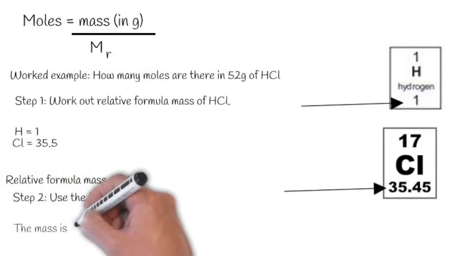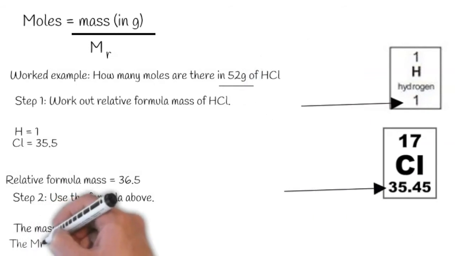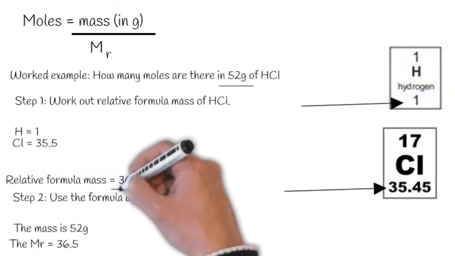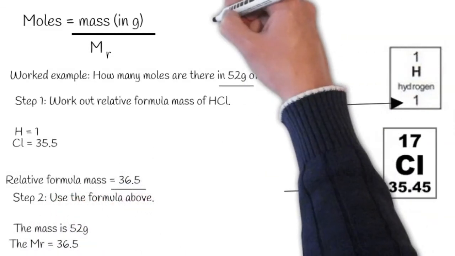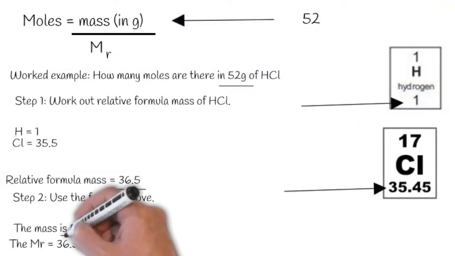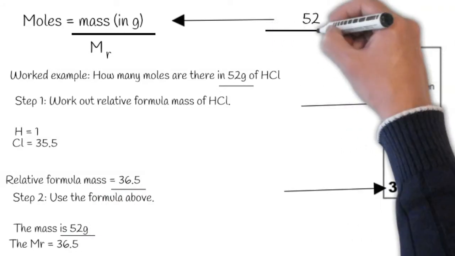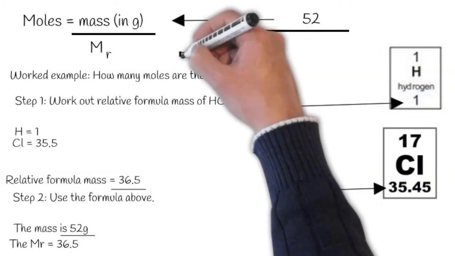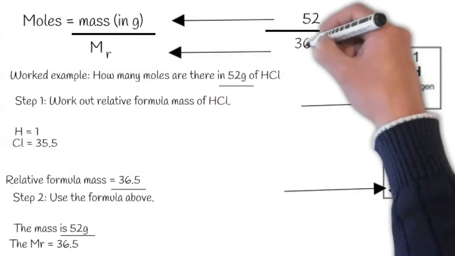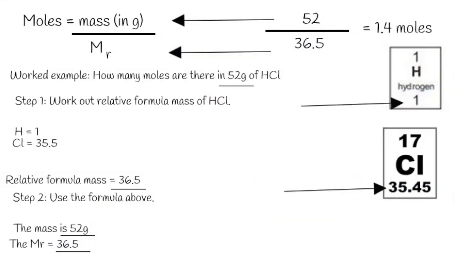We then need to use the equation above. The mass in the question is 52 grams. The Mr we've just worked out is 36.5. So let's plug this into the equation. The mass is 52 divided by the Mr, which we worked out to be 36.5. And this gets 1.4 moles. So that is the answer.